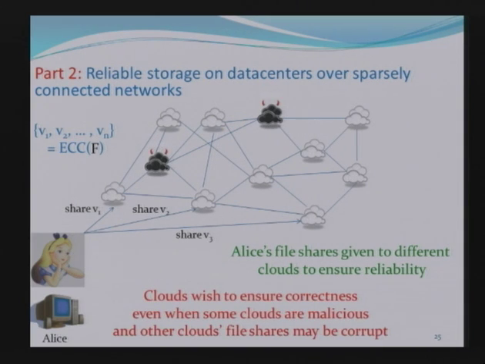Now, it may turn out that some of these servers may become corrupted, their files may become damaged, a lot of things could happen. And the clouds wish to ensure correctness of Alice's data, even when some of these clouds may be malicious or files may become corrupt. And they do not want to involve Alice every time in the process to ensure that whatever copy of Alice's file they have has been stored reliably.